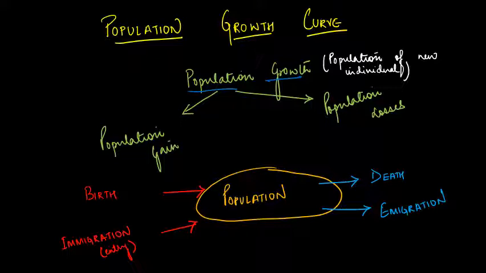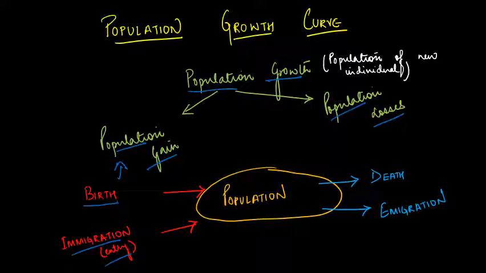Population growth can lead to population gain or can lead to population loss. Population gain: suppose this is a population of a species. Now in this population, if we want to gain population, we have to increase the number of individuals. So how will we increase the number of individuals? Either by giving birth, which increases the number of individuals in a population, leading to population gain. Then we can also have immigration.